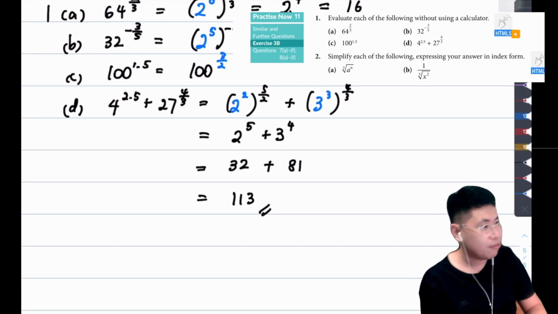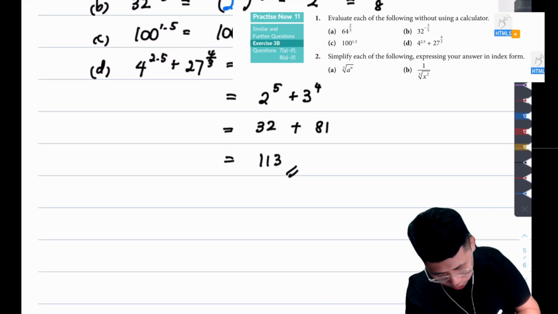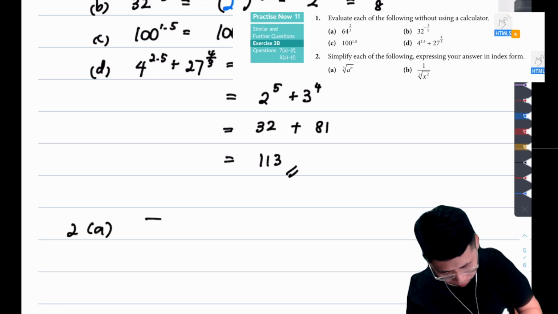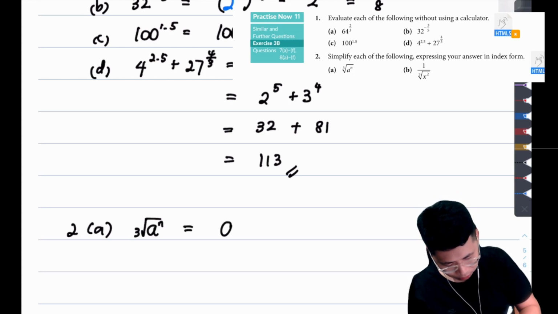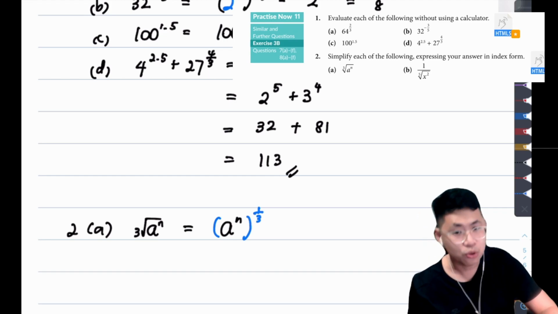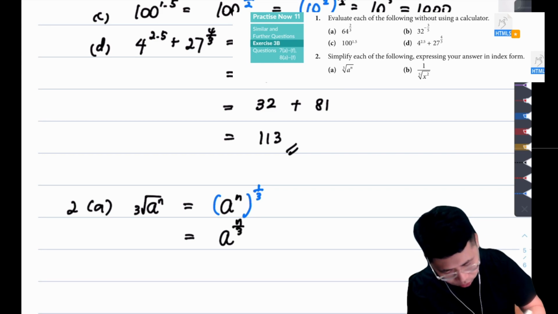Number 2, simplify each of the following, express your answer in index form. So question 2a, now we are simplifying, yeah, so the cube root of a to the power of n. First we have a to the power of n on the inside, and I'm going to code this with power 1/3, converting the root into a power. And after this, let me combine them to a to the power of n over 3.